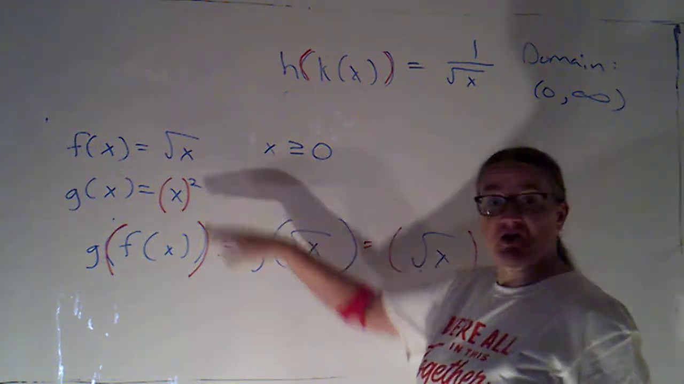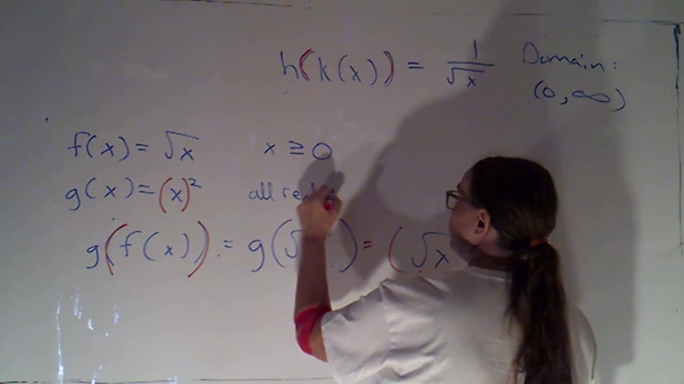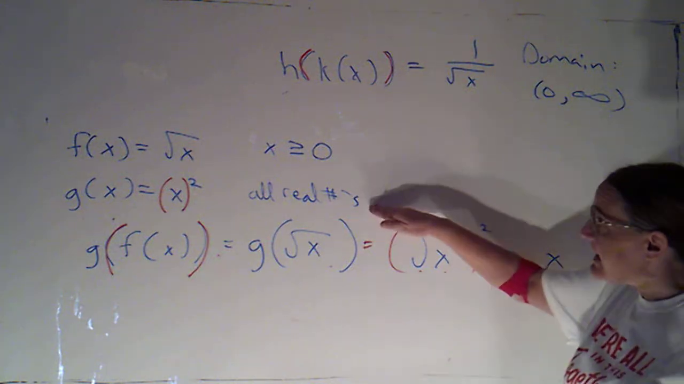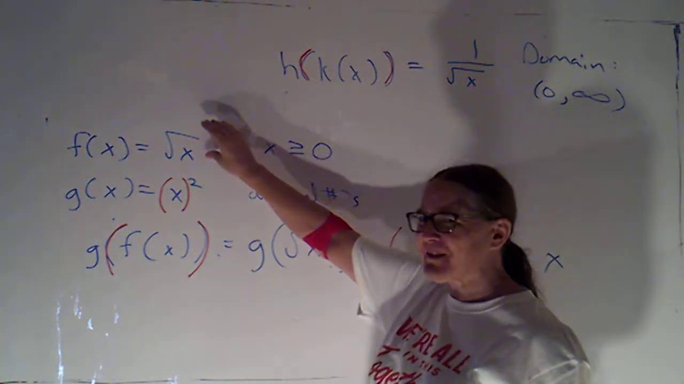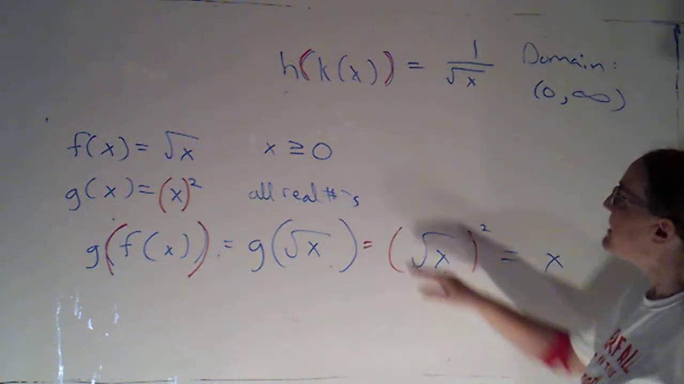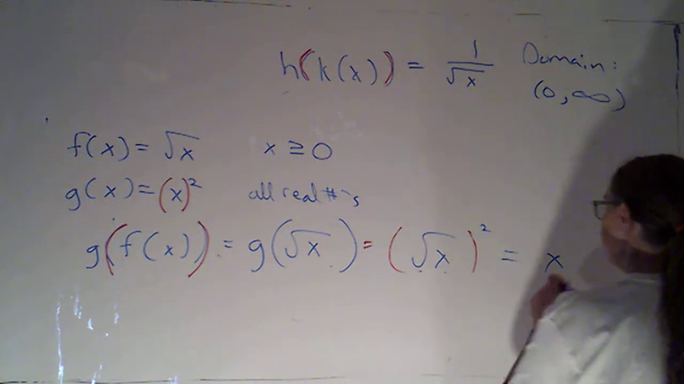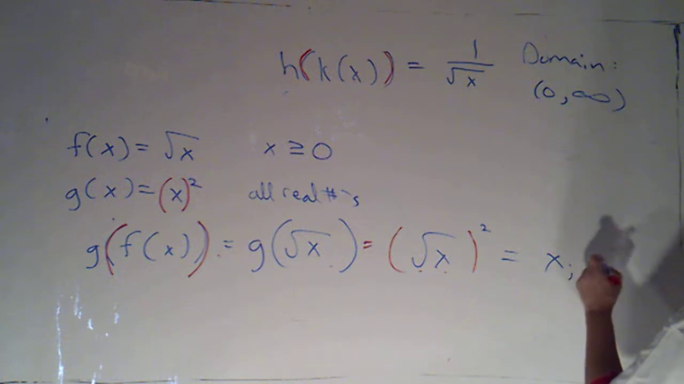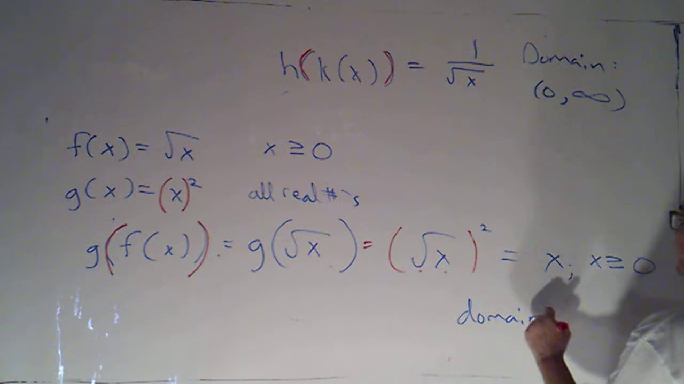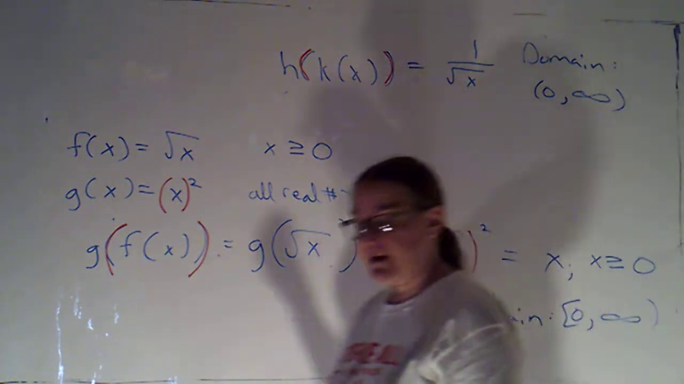Now, the domain for G, that was the squaring function, so that was just all real numbers. So that didn't add any restrictions to it. If it did, I'd have to make sure that not x, but the square root of x satisfied those restrictions. In this case, though, I've got to say that my domain is x bigger than or equal to 0. So it would be everything from 0 to infinity.